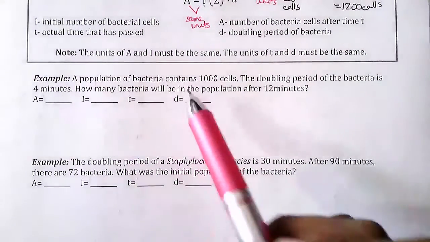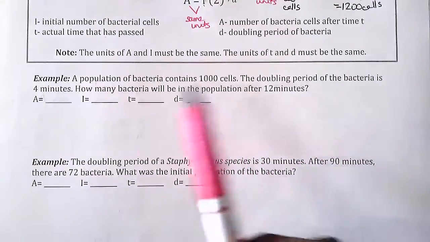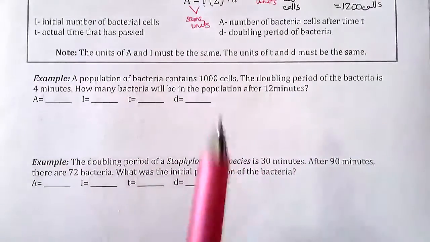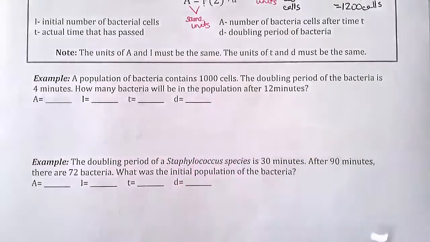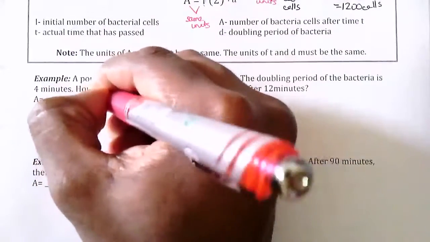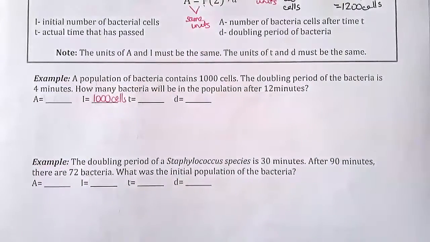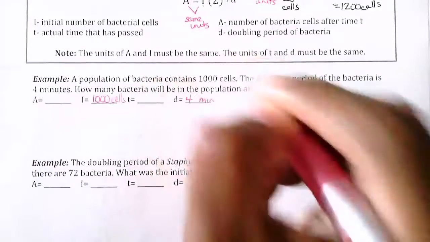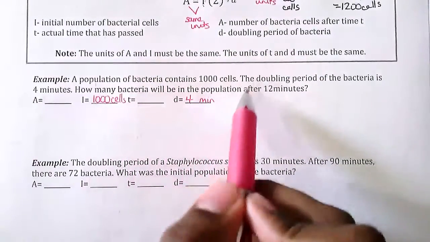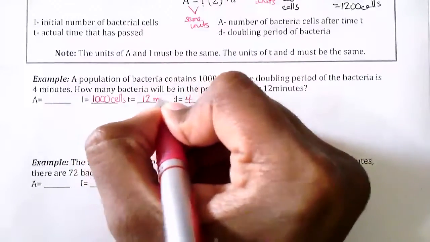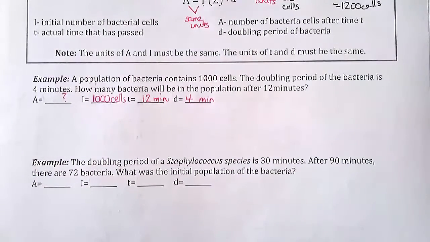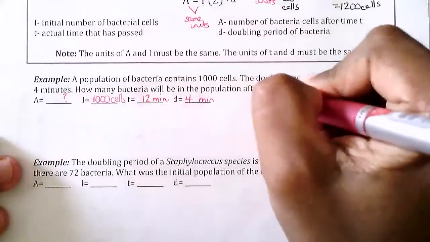So here, a population of bacteria contains 1,000 cells. The doubling period of the bacteria is 4 minutes. How many bacteria will be in the population after 12 minutes? So the population of bacteria originally had 1,000 cells. Let's write that in. 1,000 cells. The doubling period is 4 minutes, so we can write that in. And how many will exist after 12 minutes? Well, that's the time that has passed. So we want to figure out the A, how many bacteria cells will exist after 12 minutes.